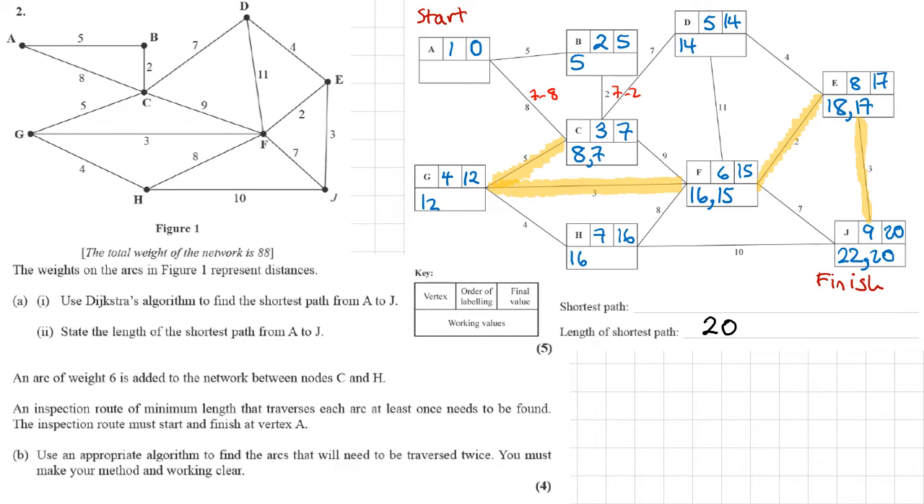Then we do 7 minus 8, well that's not going to work, it's going to give us -1. 7 minus 2, which is correct, so we go to B, and then from B 5 minus 5 takes us back to the start vertex there. So I guess I could write down 5 minus 5 here, which gives us the 0. So I can now write down my shortest route as A, then to B, then C, G, F, E to J.